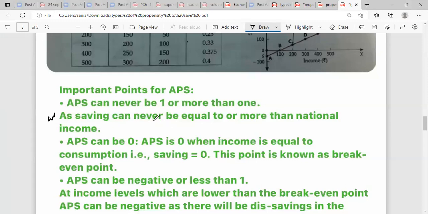Because savings can never be equal to or more than the national income, right? If your savings can never be more than or equal to national income, that's why your APS can never be one or more than one, right?